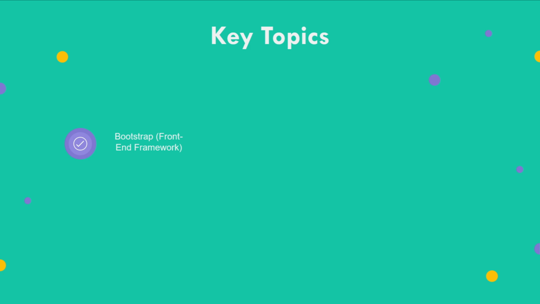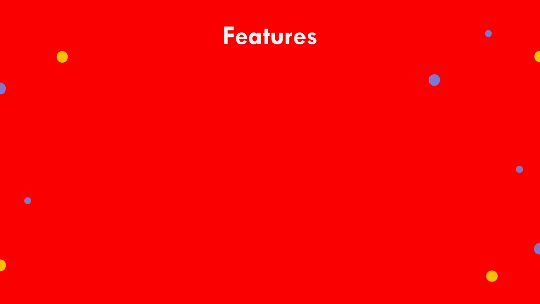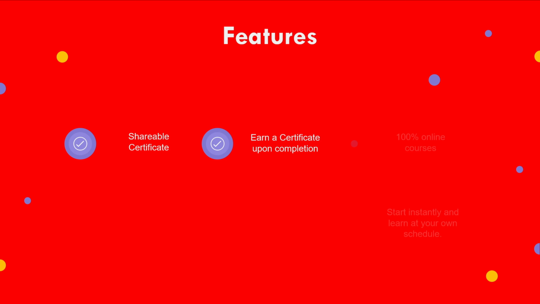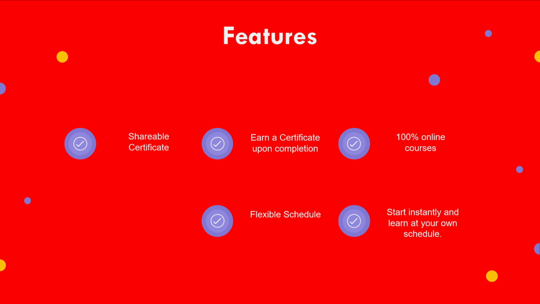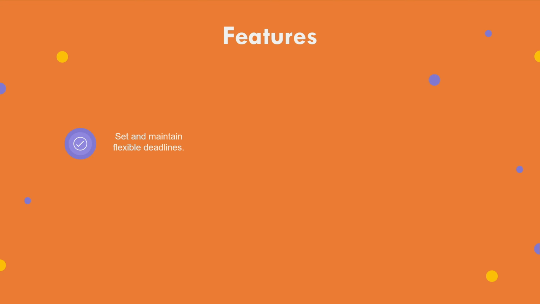Key topics of this course: Bootstrap front-end framework, Node.js, jQuery, Sass style sheet language, authentication, MongoDB, Express.js. The features of this course are a shareable certificate, earn a certificate upon completion, 100% online courses, start instantly and learn at your own schedule, set and maintain flexible deadlines, intermediate level.